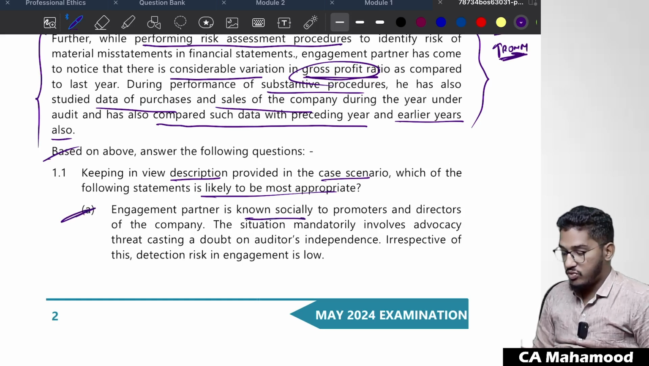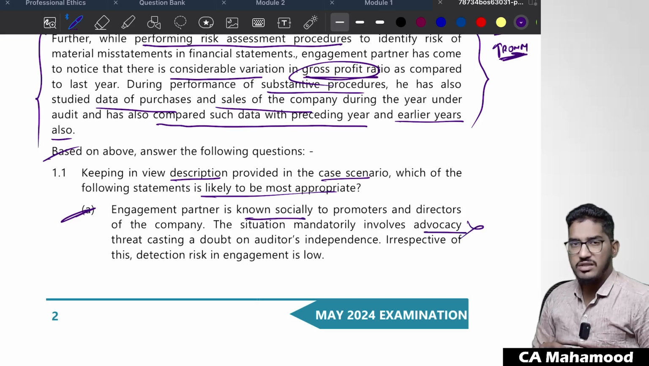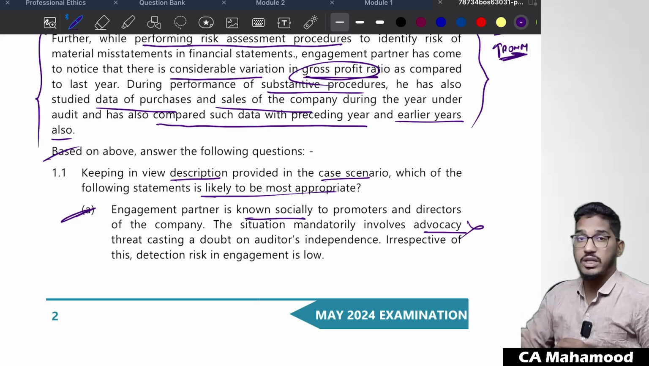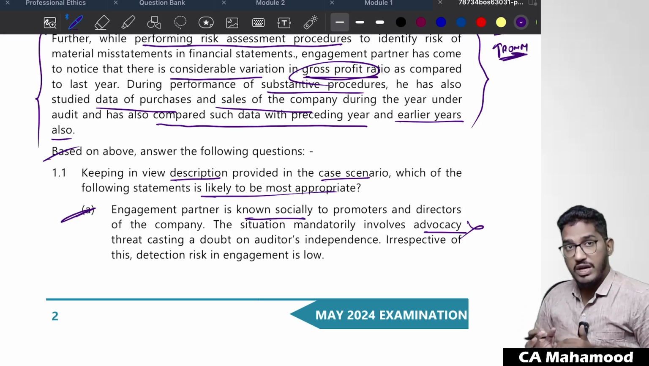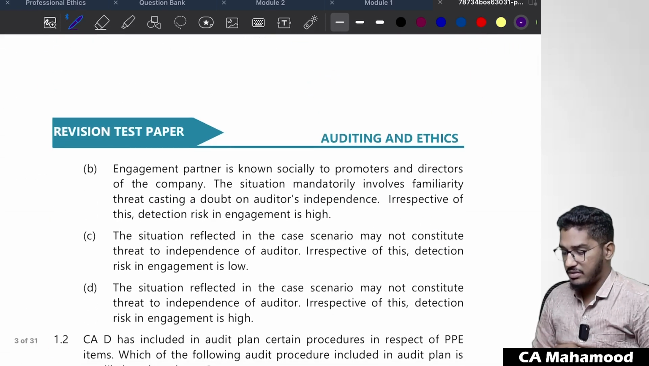Engagement partner is known socially to the promoters and directors of the company. This situation involves advocacy threat. Do you think it is? When will advocacy threat occur? Advocacy threat will occur when the auditor supports the client's opinion without any reasonable basis. So just because you have a social connection, does that mean there is advocacy threat here? No, advocacy threat doesn't matter here.